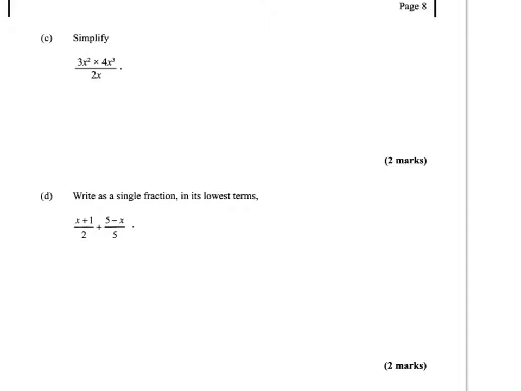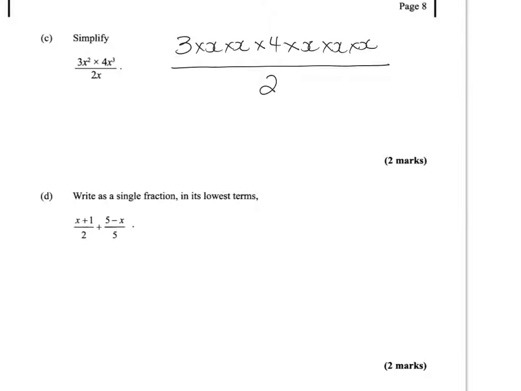Okay, to simplify, there are many ways you can do it. You can add the powers, add the indices. The simplest way that I will show is to just plain and simply work it out as it is given. So 3x squared means 3 by x by x. 4x cubed means 4 by x by x by x. And that is all over 2 by x. And just like numbers in primary school, you cancel as necessary. So 1x into 1x, 2 into 2, 1, 2 into 4, 2.